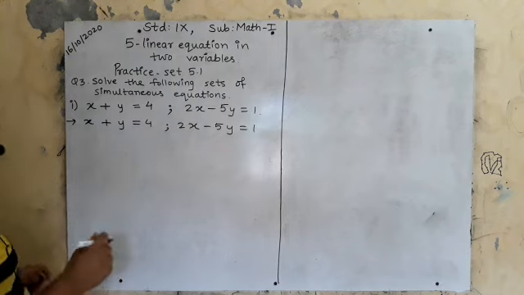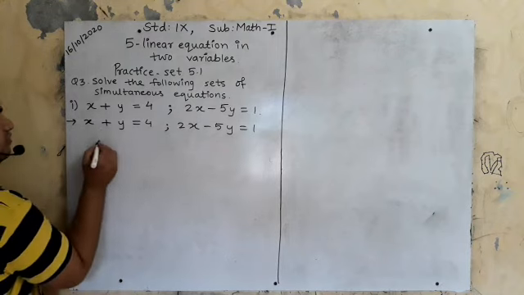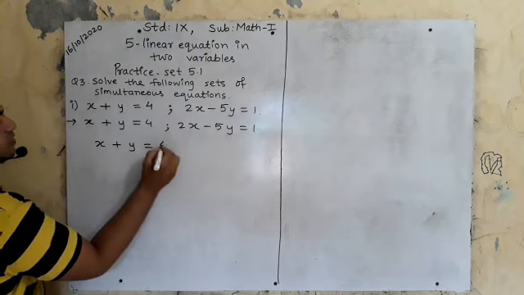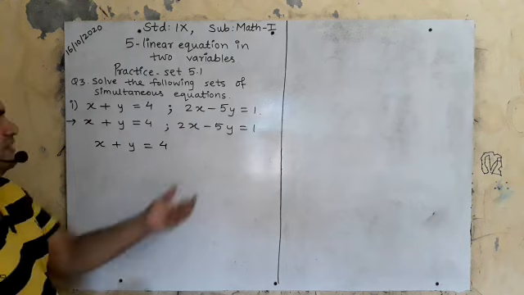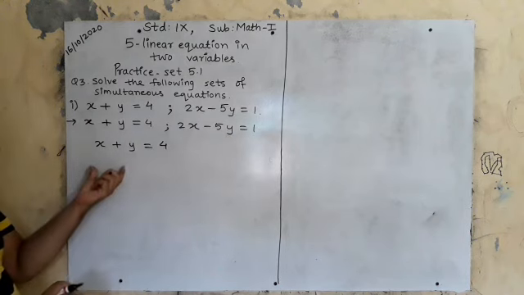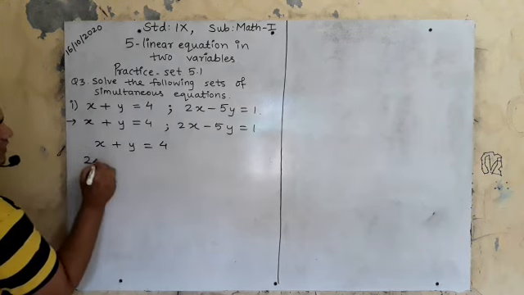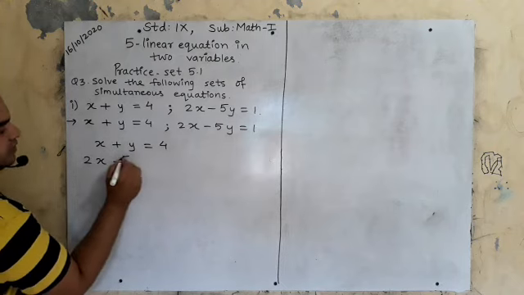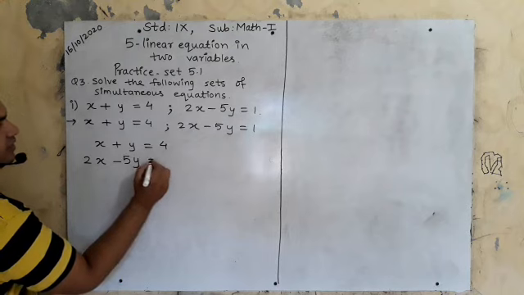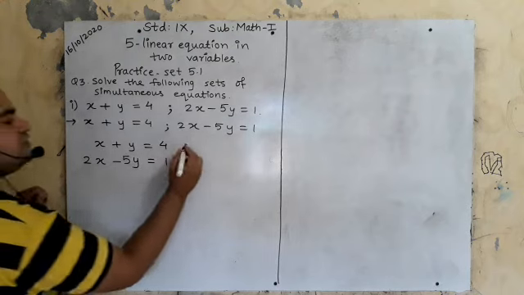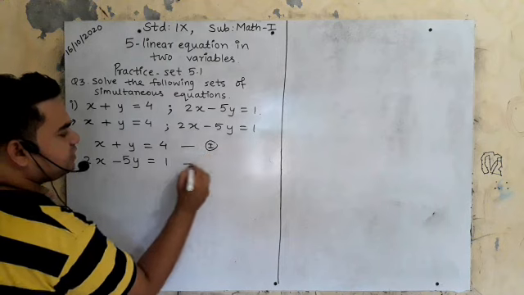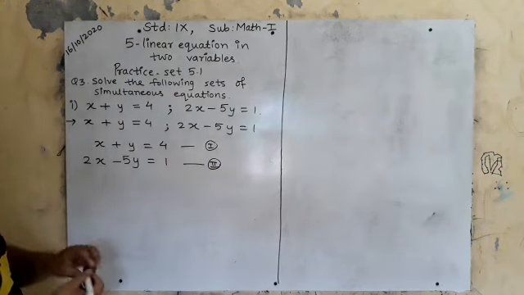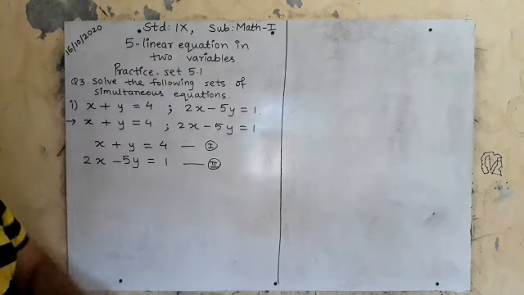Now what you will do, you will write the first equation above, x plus y is equal to 4. Then the second equation you will write below. See properly, x below x, minus sign below sign, here minus 5y is equal to 1. So this is your first equation, this is your second equation. Okay, now how to solve the simultaneous equations?